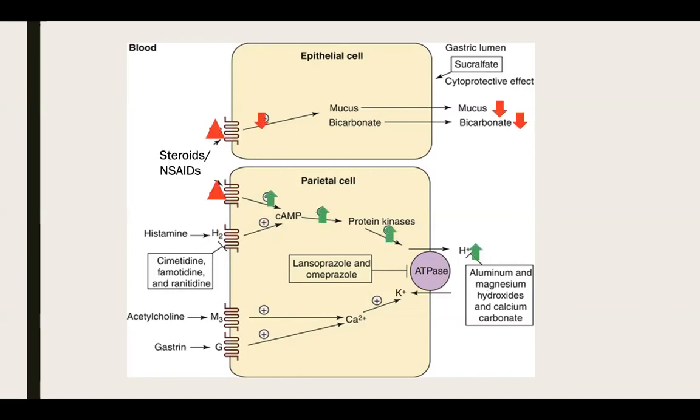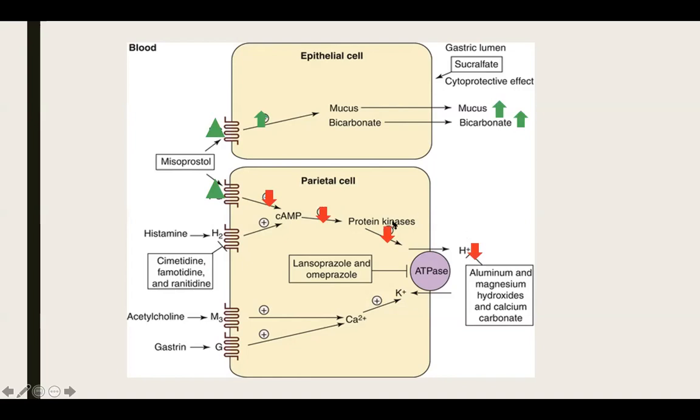Okay, now we're going to talk about steroids and NSAIDs. So steroids and NSAIDs, they actually do the opposite of what we want. So this is why we get a buildup of acid in the stomach. So they block these prostaglandin receptors on the blood side, which increases potassium, increases hydrogen ions being put into the lumen, and they decrease the mucus and bicarbonate produced by epithelial cells. Whereas the opposite effect is done by misoprostol, which is why it can also be used as an antacid.